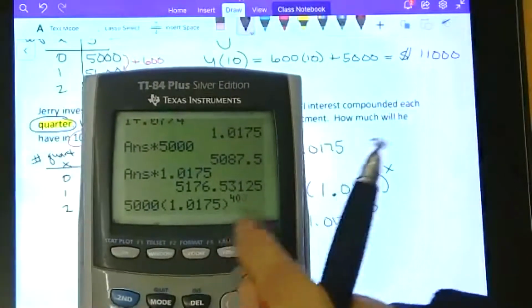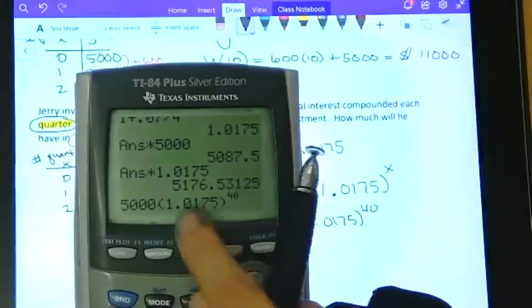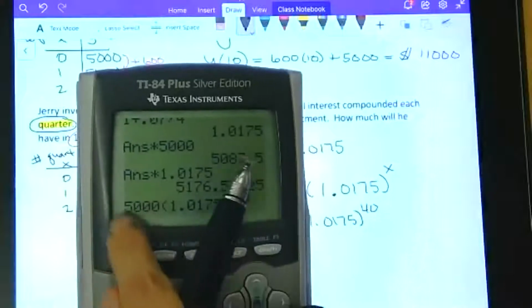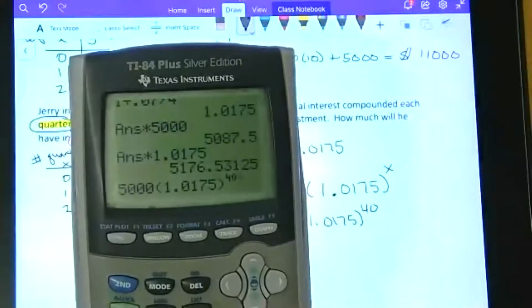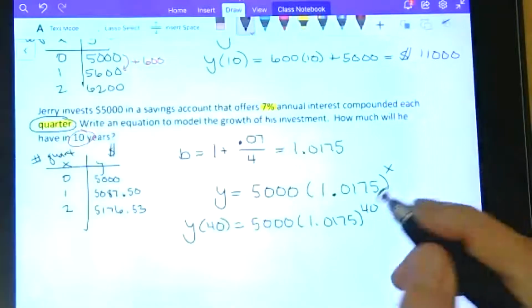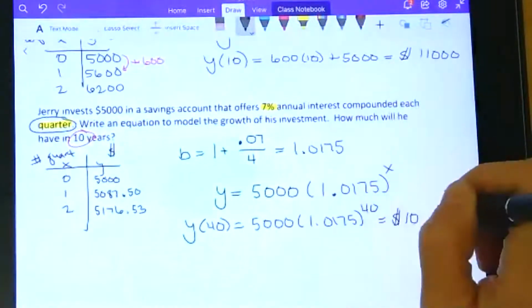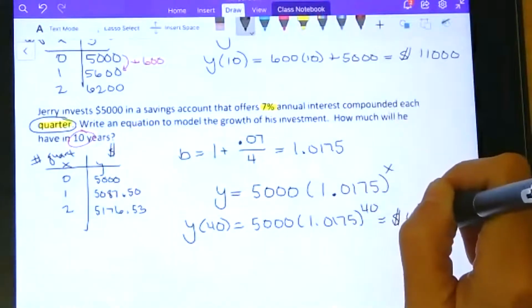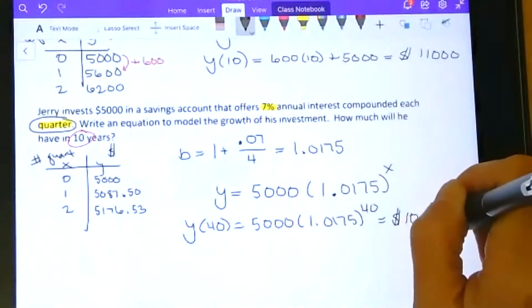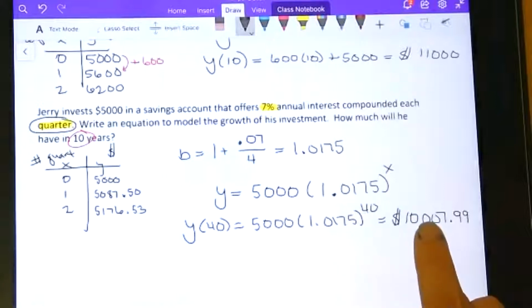Exponent does come first, by the way. So if you were going to do this step by step, you would have to do the exponent first and then multiply. But if you just type it all in like this, the calculator knows the order of operations. The calculator is programmed to do exponents before multiplication. And we end up with $10,007.99. So just over $10,000. So it looks like John made the better investment for 10 years.